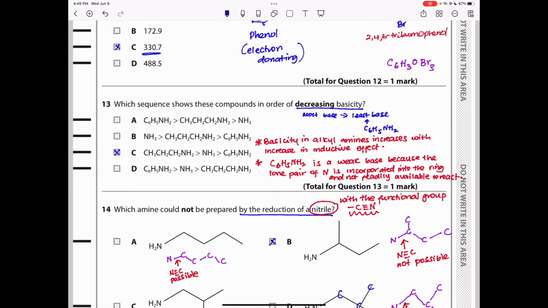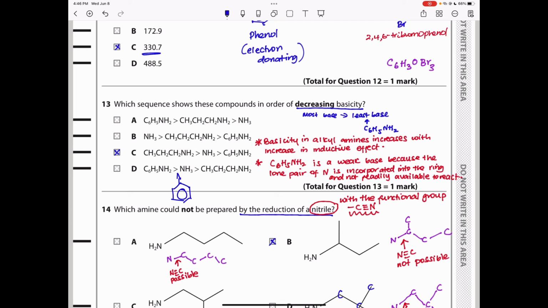Which sequence shows these compounds in order of decreasing basicity? Decreasing basicity means from the strongest base to the weakest base. From your notes, you remember we said alkyl amines are stronger bases, and their basicity increases with increasing inductive effect. That is one. We also know that ammonia is a weaker base in comparison to the alkyl amines. And in this case, we know that phenylamine is going to be weaker. The reason for that is phenylamine is like that.